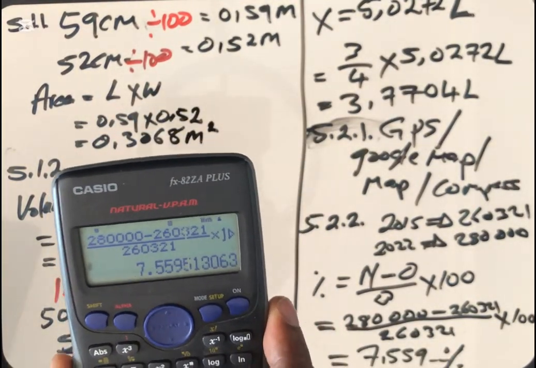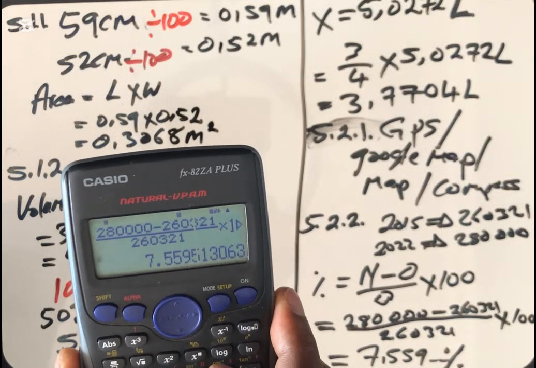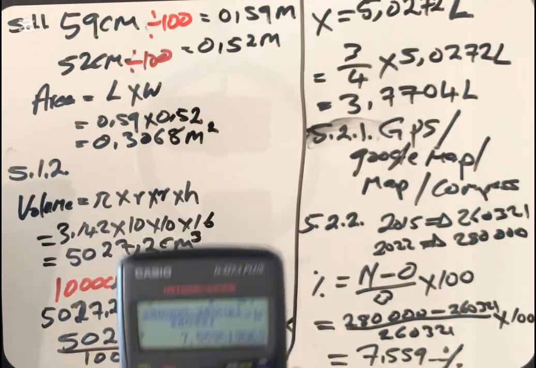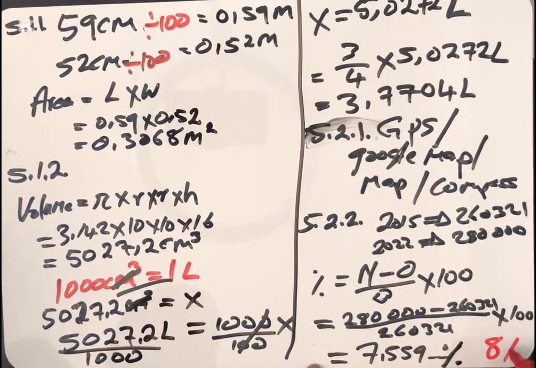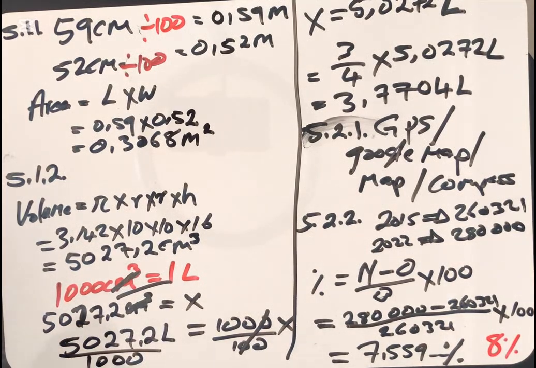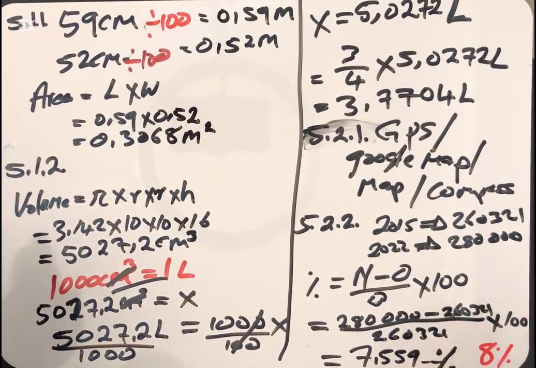That is the first step. The second step is to convert this to the nearest whole number. If you check, this is very much close to what? To 8%. Let me use a different pen. The final answer here is 8%. Final answer is 8%. So this is how you should have answered question 5.2.2. We are done with paper 2.